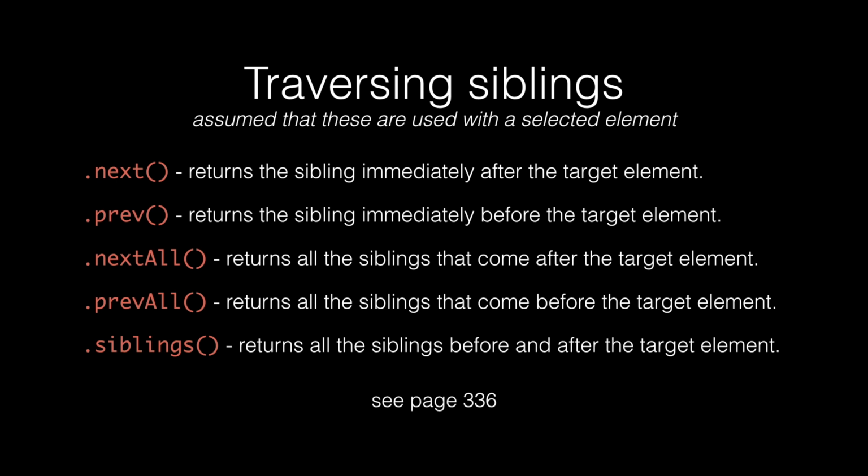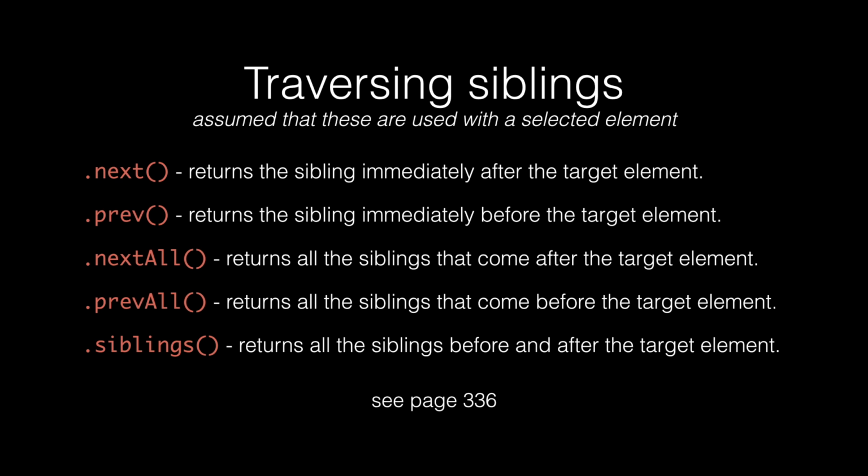So first of all, we want to talk about traversing siblings. It's assumed that these are used with a selected element. So we're going to be attaching .next, .prev, .nextAll, etc. after a jQuery selector. So a $ parentheses, and then in quotes, a CSS selector, and then after those parentheses, .next, etc. So next is going to return the sibling immediately after the target element, if there is any such element. Otherwise, we get an empty jQuery object. Previous is the reverse. It's the sibling that came immediately before the target element, if there was one.